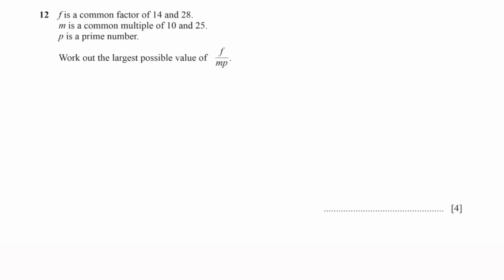Question number 12. F is a common factor of 14 and 28. M is a common multiple of 10 and 25. P is a prime number. Work out the largest possible value of F upon MP. Just try to understand that we need the largest possible value, so if my numerator is greater and denominator is smaller, then only I'll get the largest possible value.